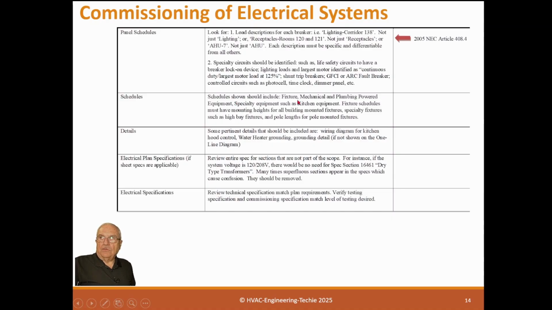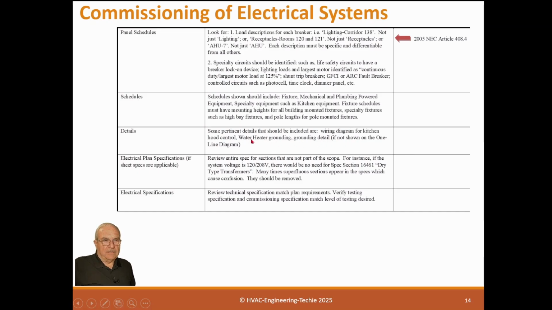Schedules shown include fixture, mechanical, and plumbing powered equipment, and specialty equipment such as kitchen equipment. The fixture schedule should show mounting heights, specialty fixtures such as high bay fixtures, and heights of pole lights. Details: you'd have detail sheets showing different wiring.